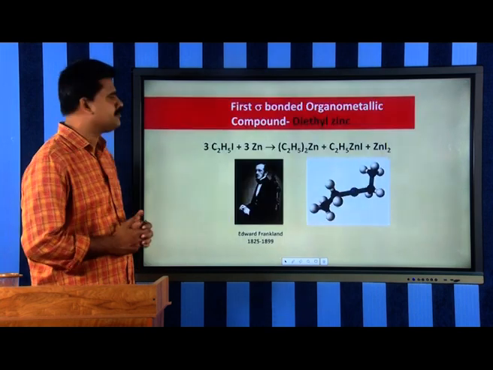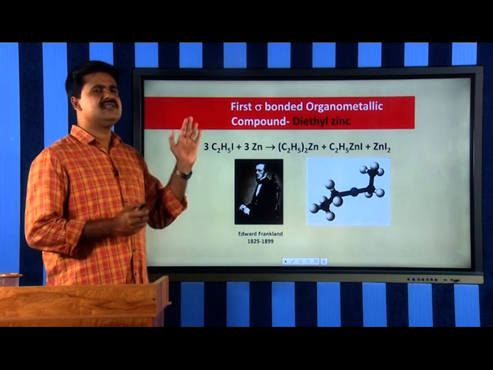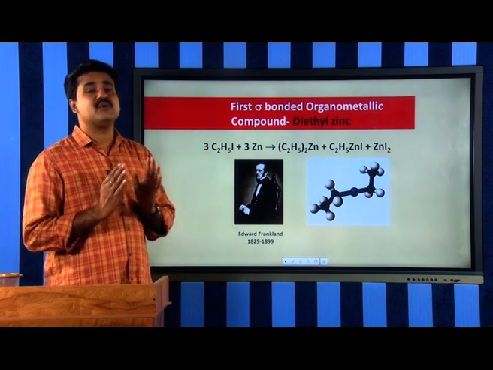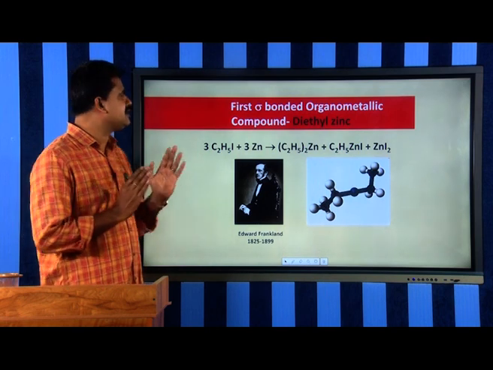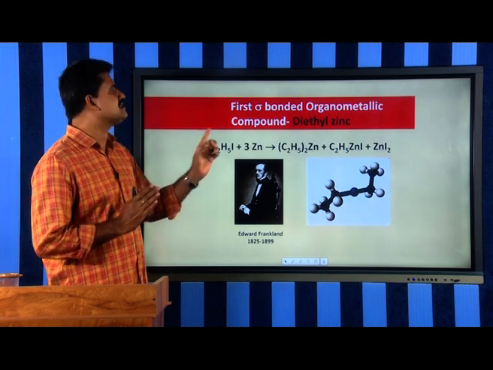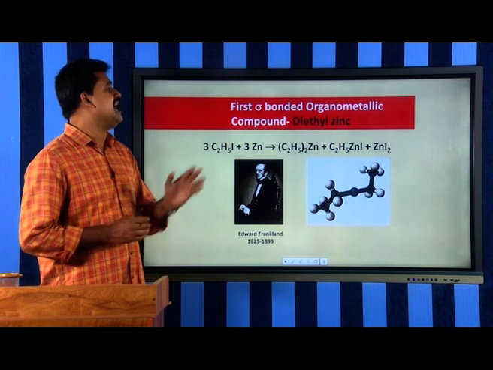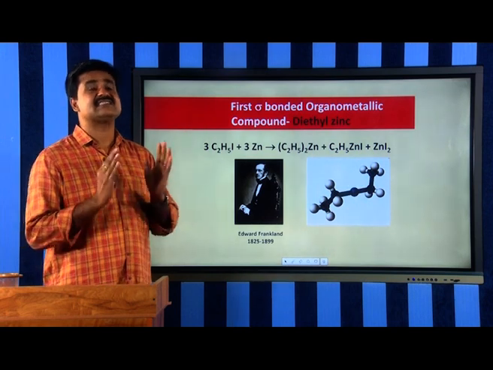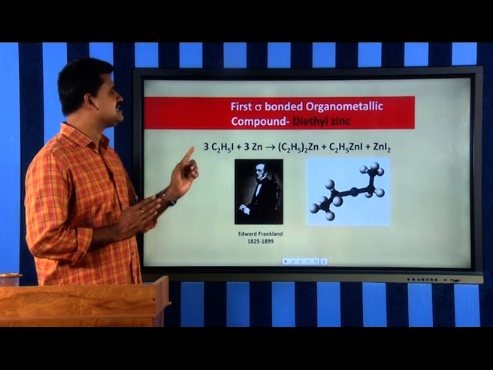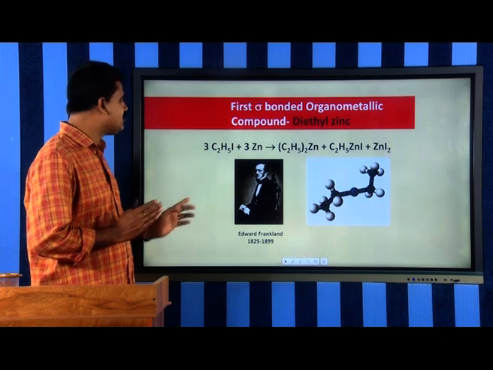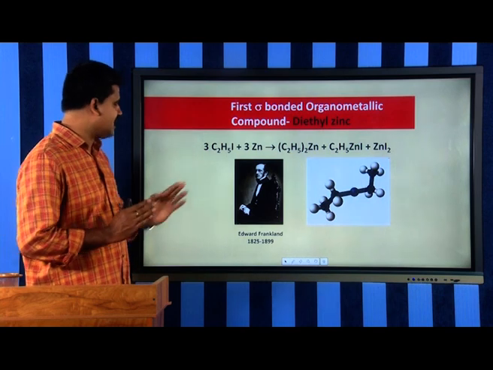Now, the first sigma bonded organometallic compound. The first sigma bonded organometallic compound ever reported is diethyl zinc, and this diethyl zinc is otherwise called the Frankland reagent. The name is after its inventor, Edward Frankland.